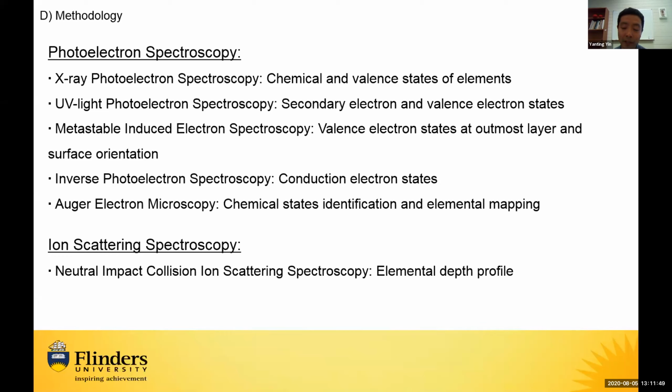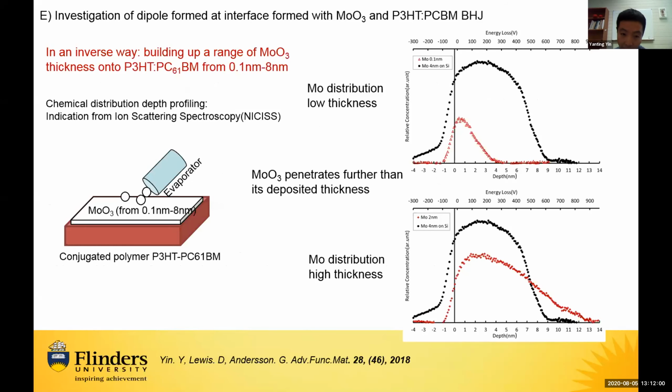And the NICIS gives elemental depths along a certain depth from the outermost layer towards the bulk. So the first work was published 2 years ago. It's based on molybdenum oxide gradually deposited on BHG, P3HT, PCBM, and BHG. The molybdenum oxide is deposited with a tiny thickness, for example, just 1 angstrom, which is not even forming a monolayer on the surface, up to 8 nanometers, graded for example as 0.1, 0.2, 0.5, 1 nano, 2 nano.